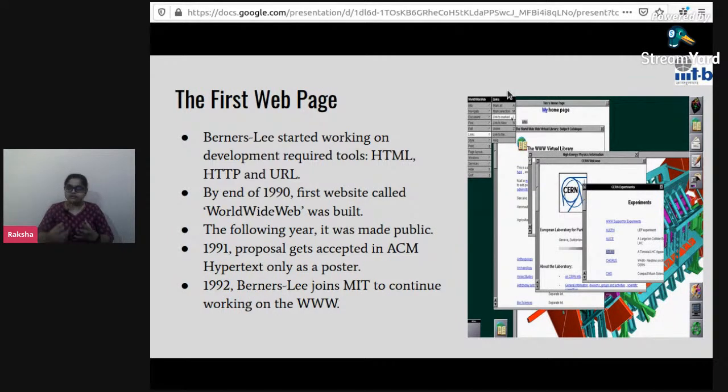I'm not going to explain what these technologies are. We can just say these are the tools that are required for building a website. And within 1 year, by end of 1990, the first website called World Wide Web was built. And on the left, the image that you see is the first website that was built.